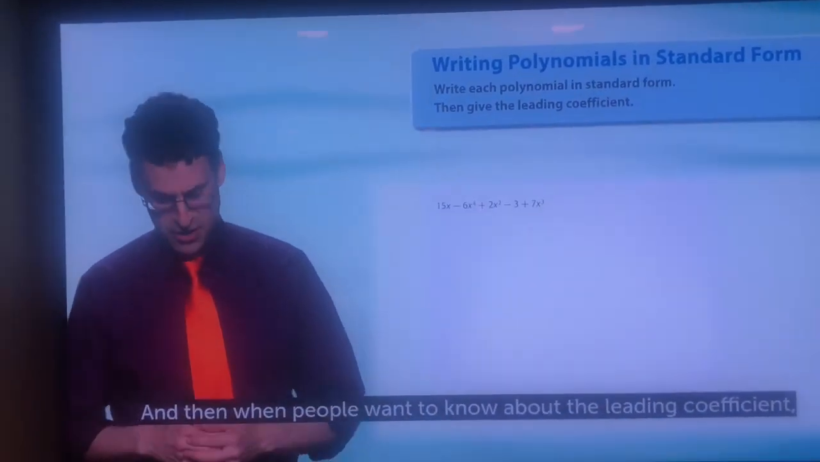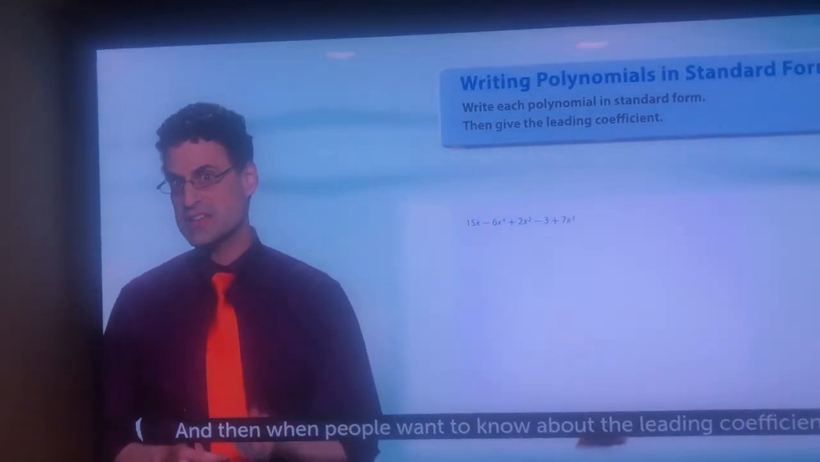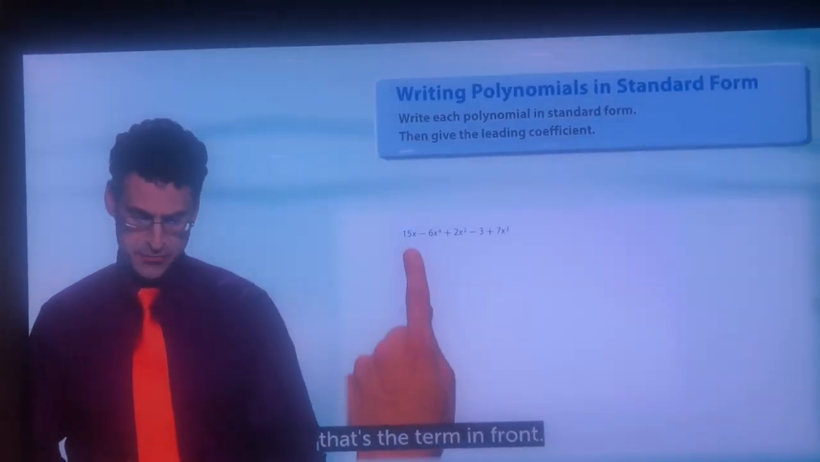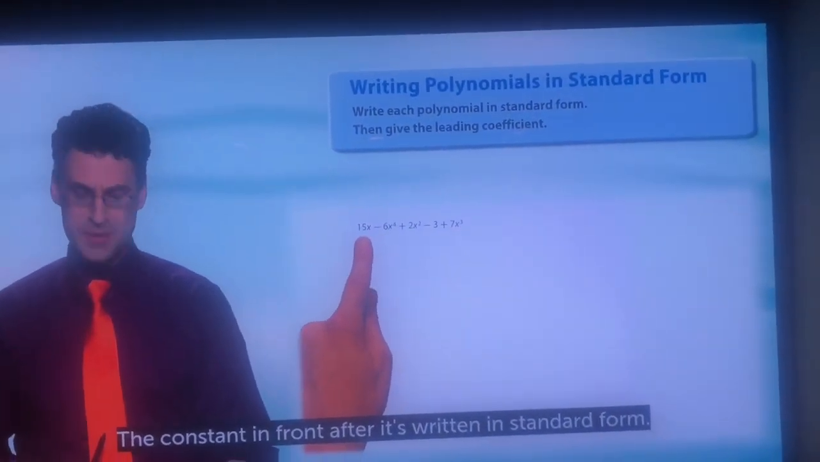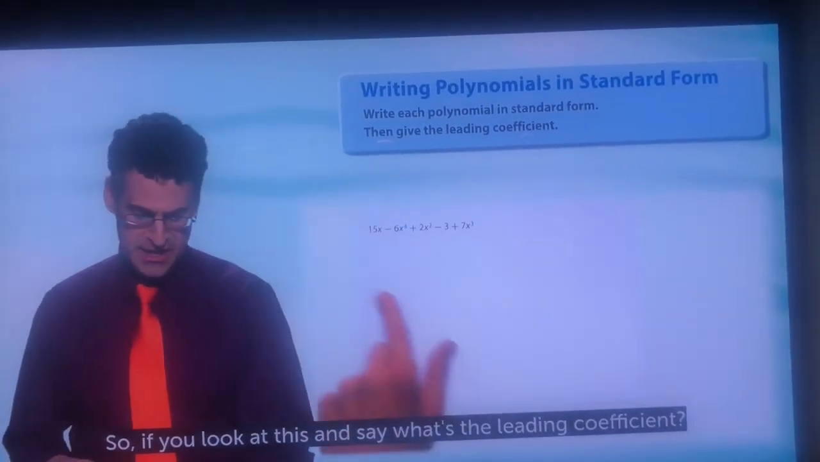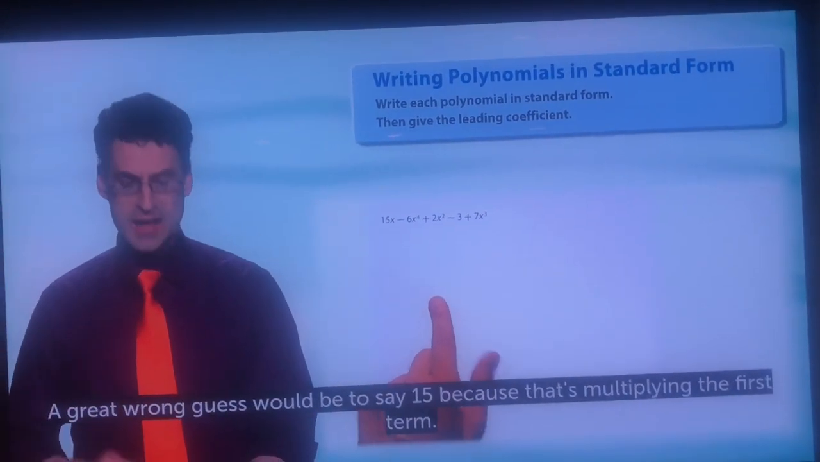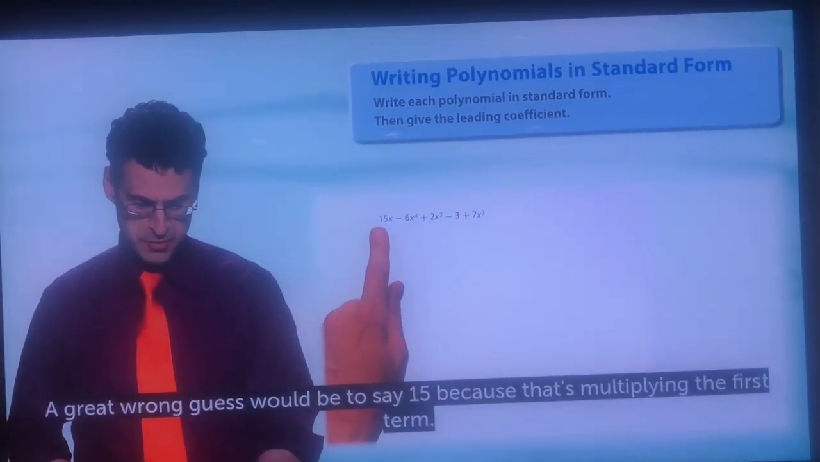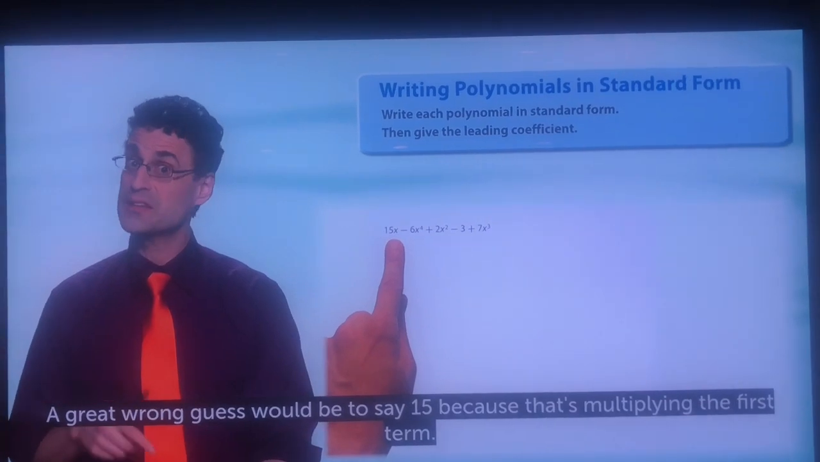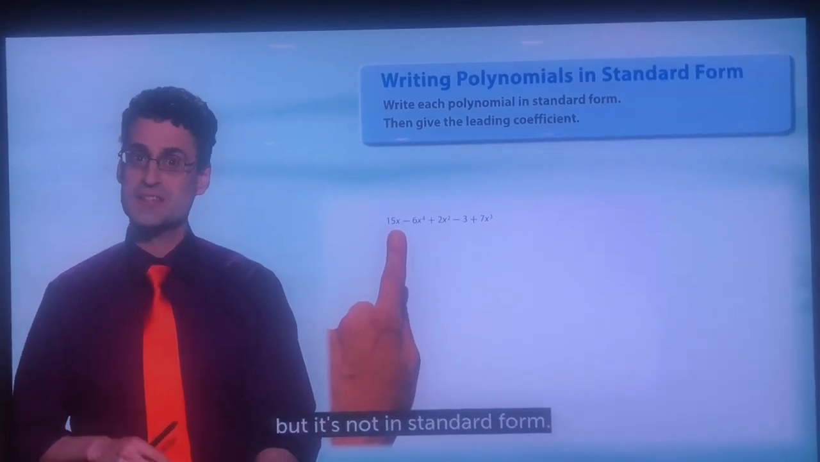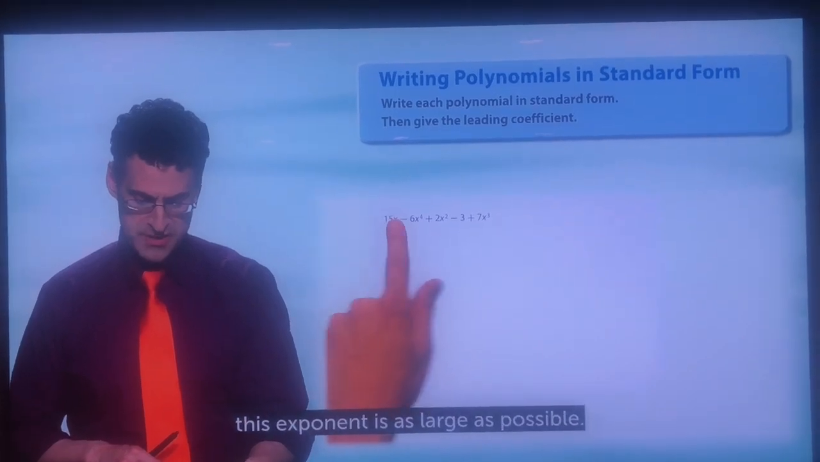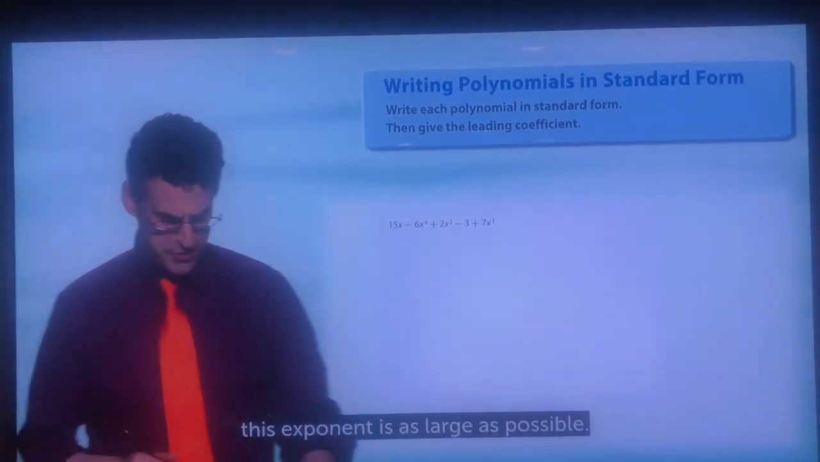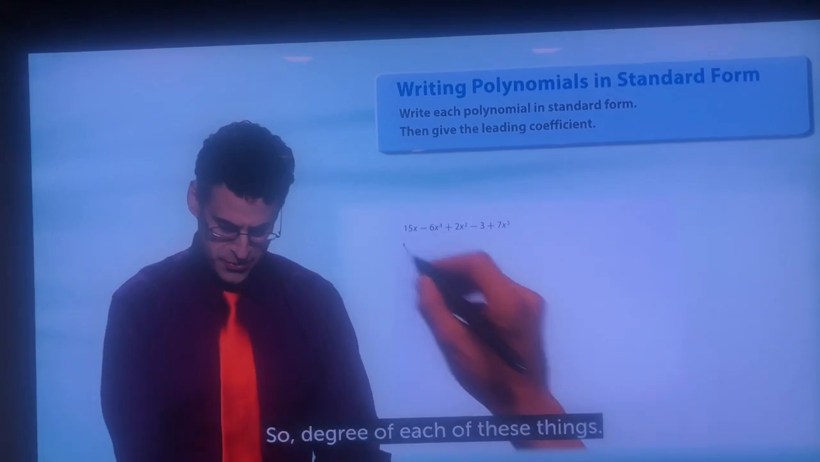And then when people want to know about the leading coefficient, that's the term in front, the constant in front after it's written in standard form. So if you look at this and say, what's the leading coefficient? A great wrong guess would be to say 15, because that's multiplying the first term. It's multiplying the first term, but it's not in standard form. It's not clear that this degree, this exponent, is as large as possible. So you first want to find what's called the degrees. So degree of each of these things.